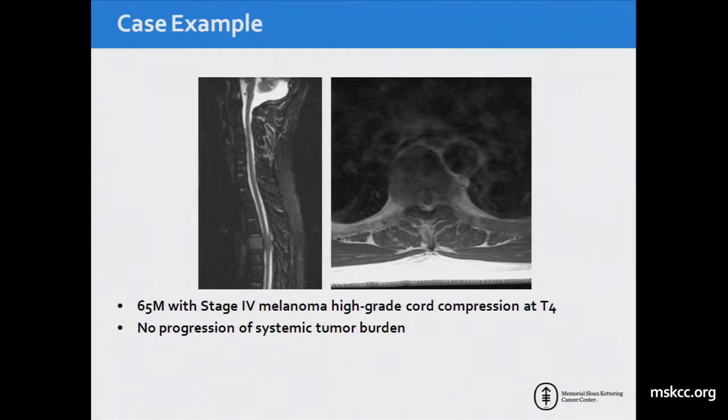This is a 65-year-old man with metastatic melanoma. The systemic disease is very well controlled. Patient had some mild back pain, no neurologic deficits, and presents with this MRI. And the MRI shows a fairly significant epidural disease that's circumferential around the spinal cord, causing cord compression.